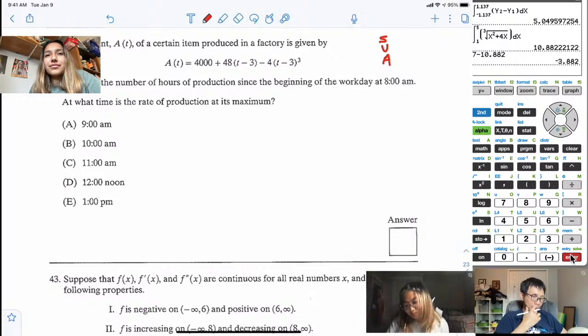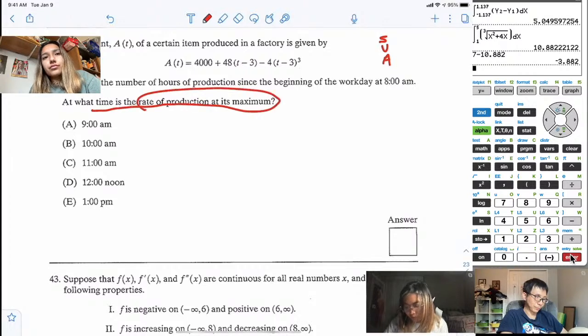We're gonna explain to you why that is, because you read the question, right? Look at the question on the bottom. They say what time is the rate of production? So that's actually the velocity. Okay, so that means this function is the S. So in order to find the rate, what do I have to do?